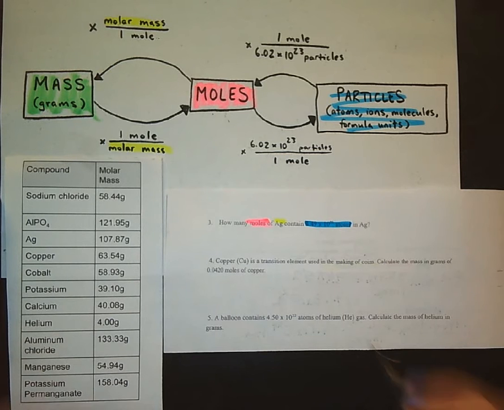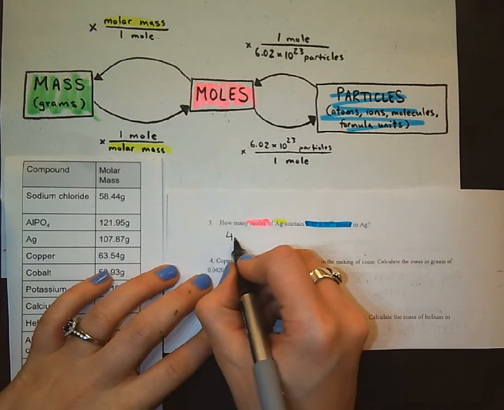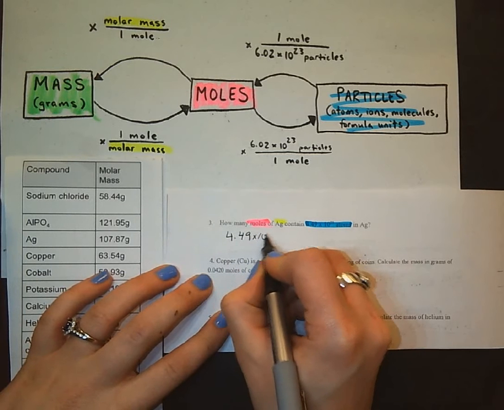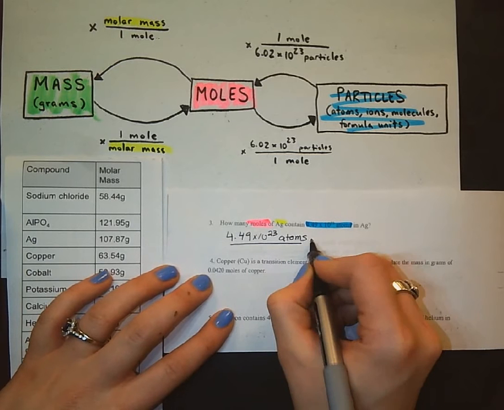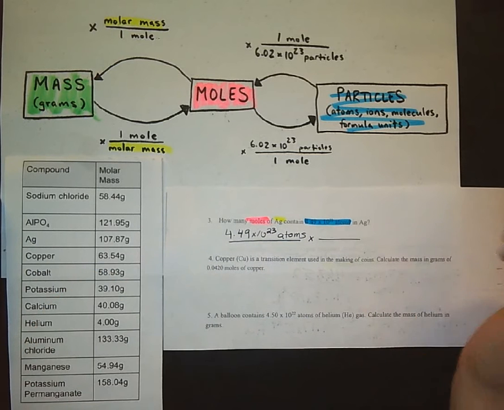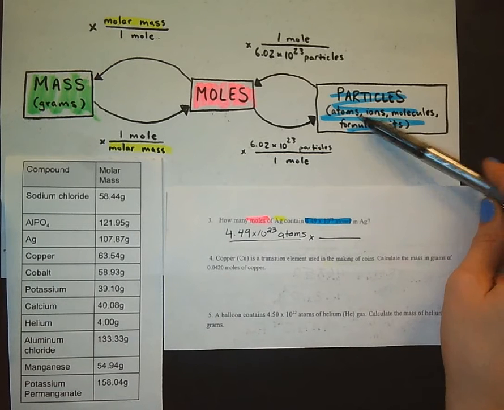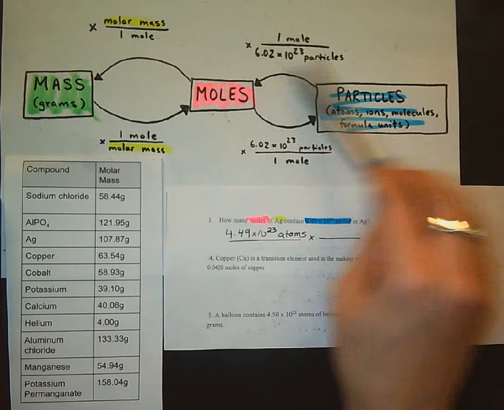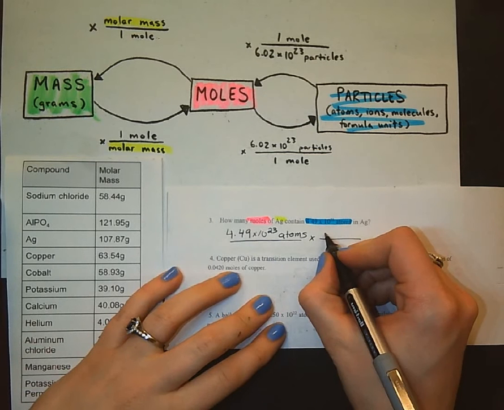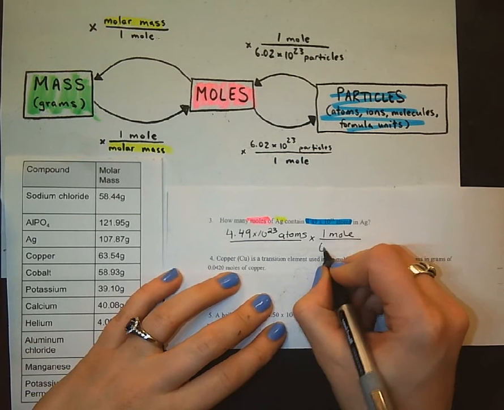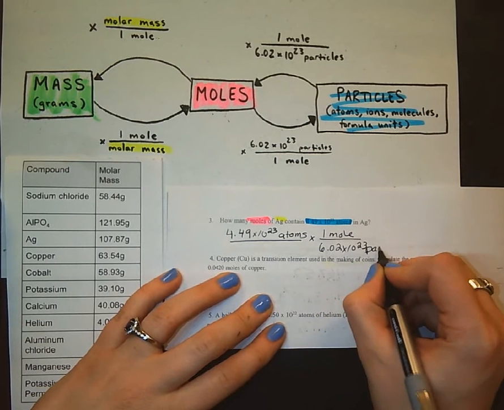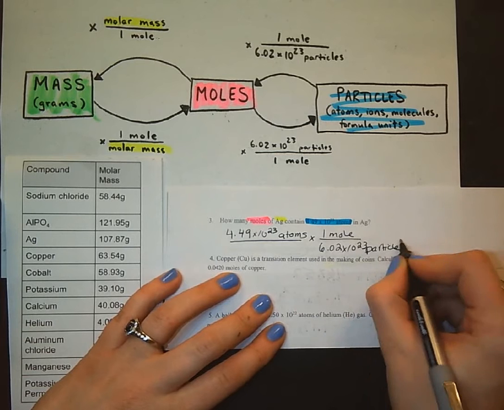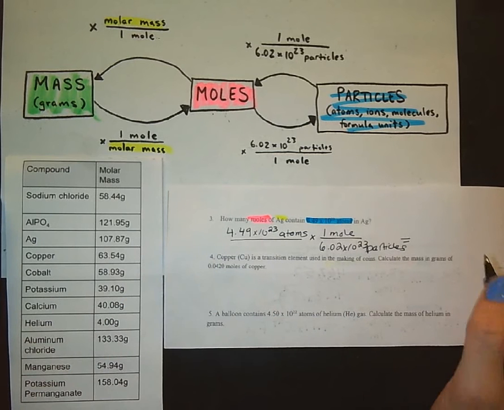So write down what you start with, 4.49 times 10 to the 23rd atoms. Okay? And then if you take a look at your chart, you are going to start in blue, and you need to work back to moles. So following your arrows, you're going to use this top equation here, and there's nothing that you need to plug in. So 1 mole, 6.02 times 10 to the 23rd particles equals.